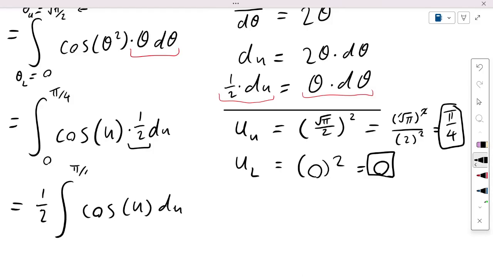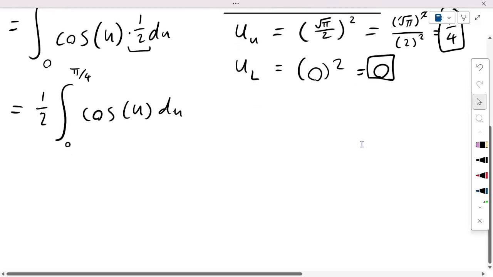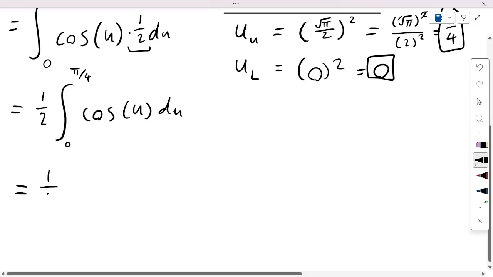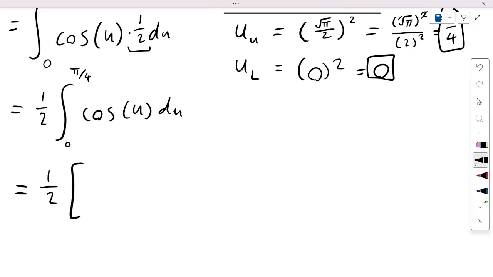This is pi over 4 as the upper limit, and this is 0 as the lower limit. Can you see now it actually looks very solvable? Okay, so we have a half. Now we can start to integrate. The integral of cosine u is just going to be equal to positive sine of u. This is stuff that we need to know by now.